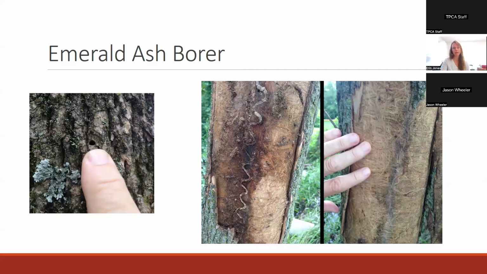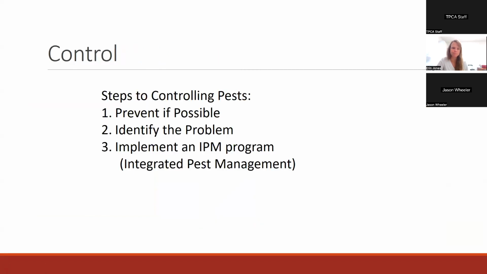Okay, so here we can see the emerald ash borer frass that has been left behind, and then also the tunneling if we pull back the bark there. All right, so we've talked about some pests.